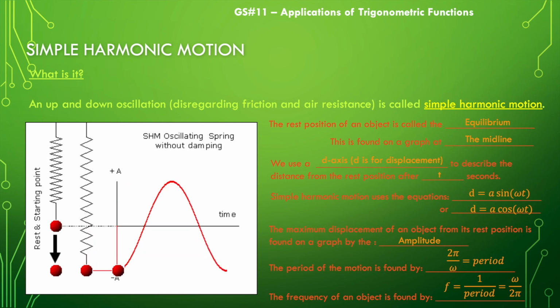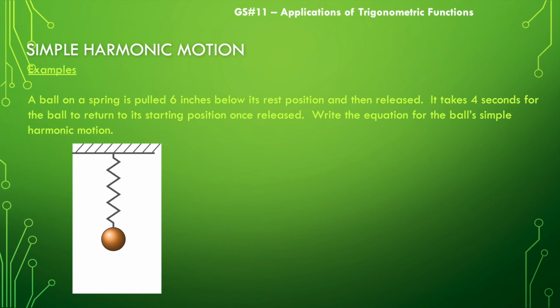All right, so let's look at an example. We have a ball on a spring, and the ball is pulled 6 inches below the rest position and then released. It takes 4 seconds for the ball to return to its starting position once it's released. Write the equation for the ball's simple harmonic motion.